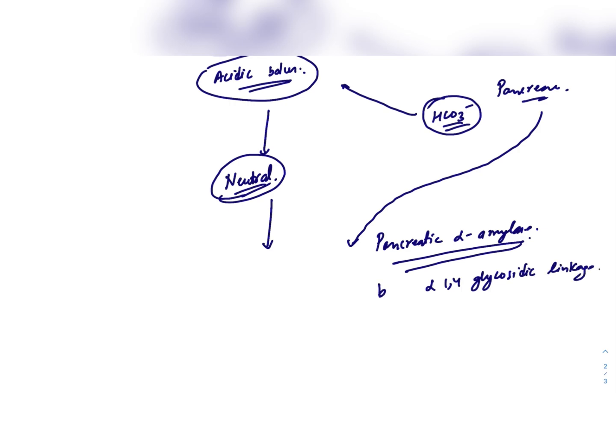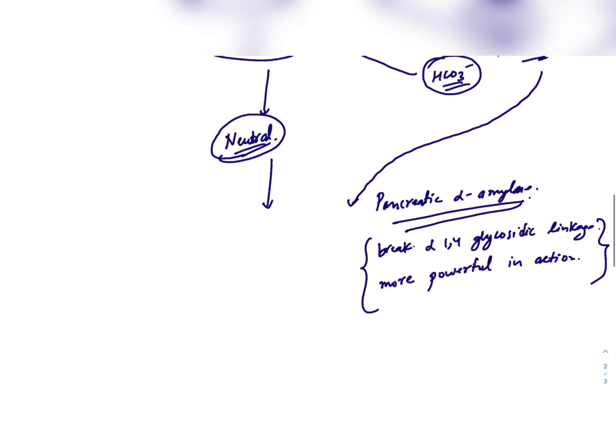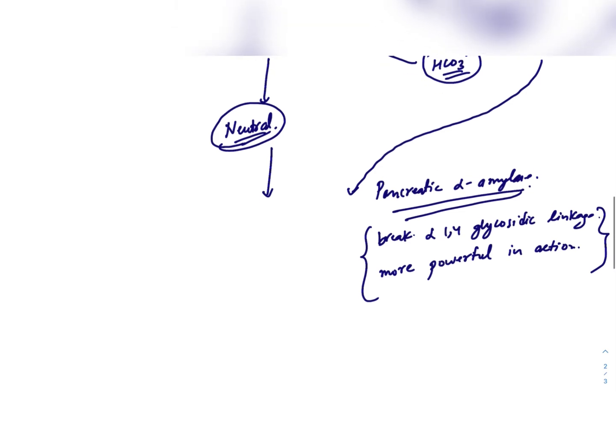It will also break alpha 1,4 glycosidic linkages, and it is more powerful in action as compared to salivary alpha amylase. More powerful means it will break all the remaining alpha 1,4 linkages. The remaining alpha 1,4 linkages will be properly broken by the pancreatic alpha amylase.